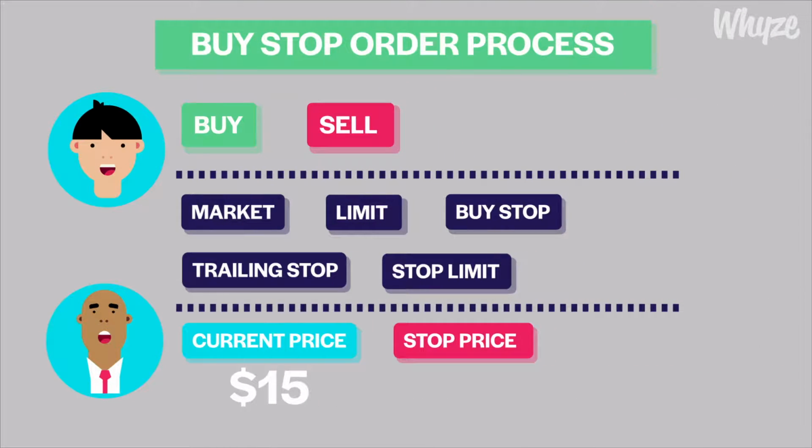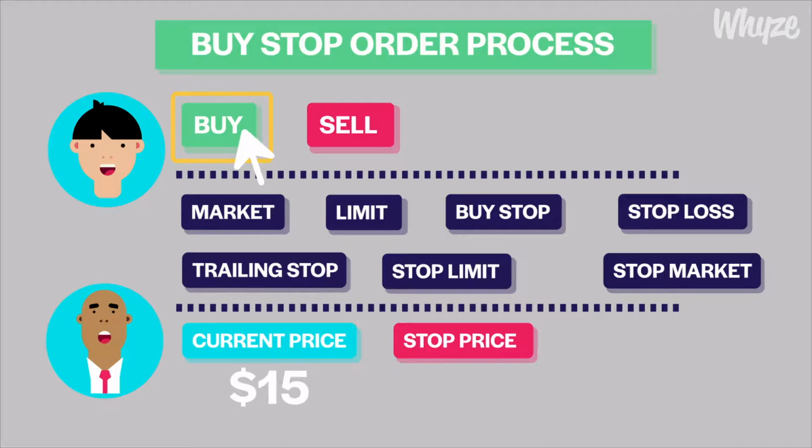Buy stop orders work the same way, but instead are used to buy stocks. Commonly, you will even notice that after selecting buy on your trading app, stop loss is one of your options for order type. This is nothing more than a buy stop order.